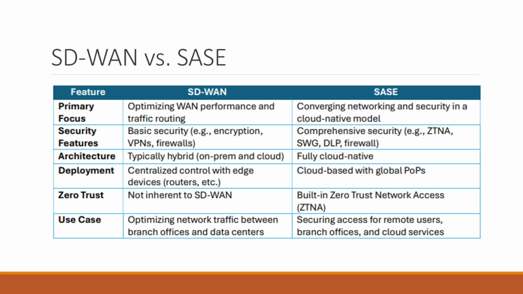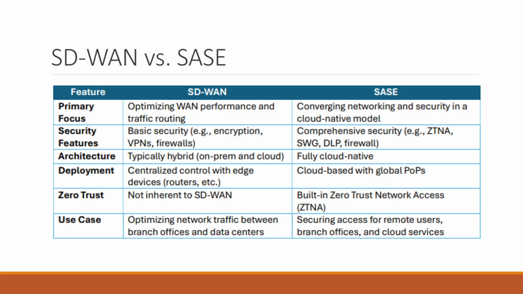Now on SASE, we can integrate SD-WAN capabilities with a converged network and security architecture. Pretty much the same thing, but the converged technologies allow us to reduce the complexity. Okay, makes it a little easier to manage.